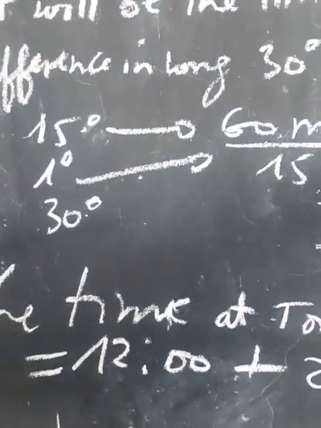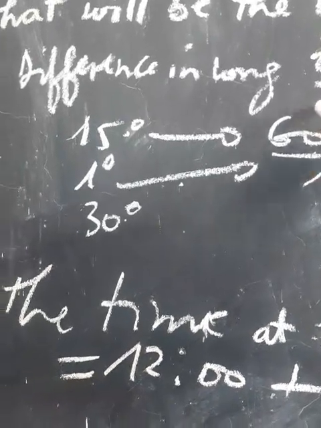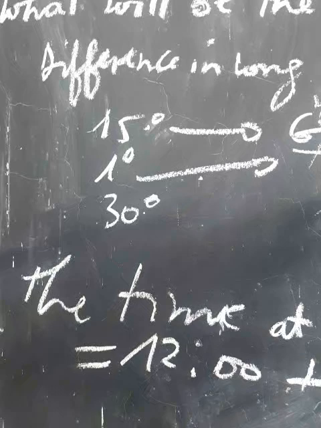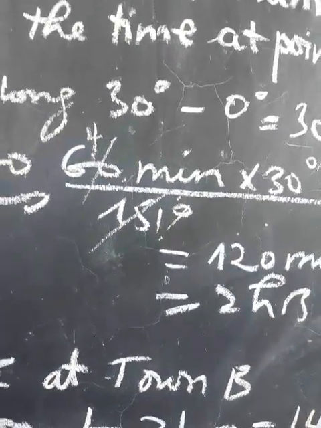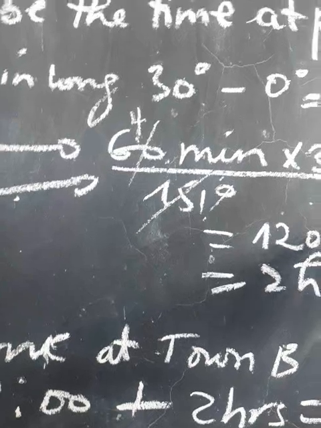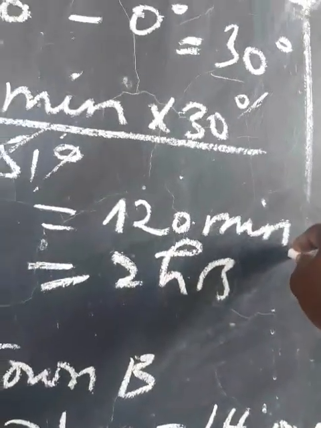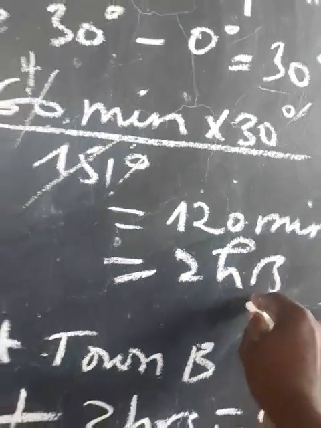We simplify degree by degree so that we stay with minutes. When we simplify 60 by this 15, this is equal to 4, and this is equal to 1. Then 4 times 30 is equal to 120 minutes. And there is no need of having this 120 minutes, we convert them into hours. It is equal to 2 hours.